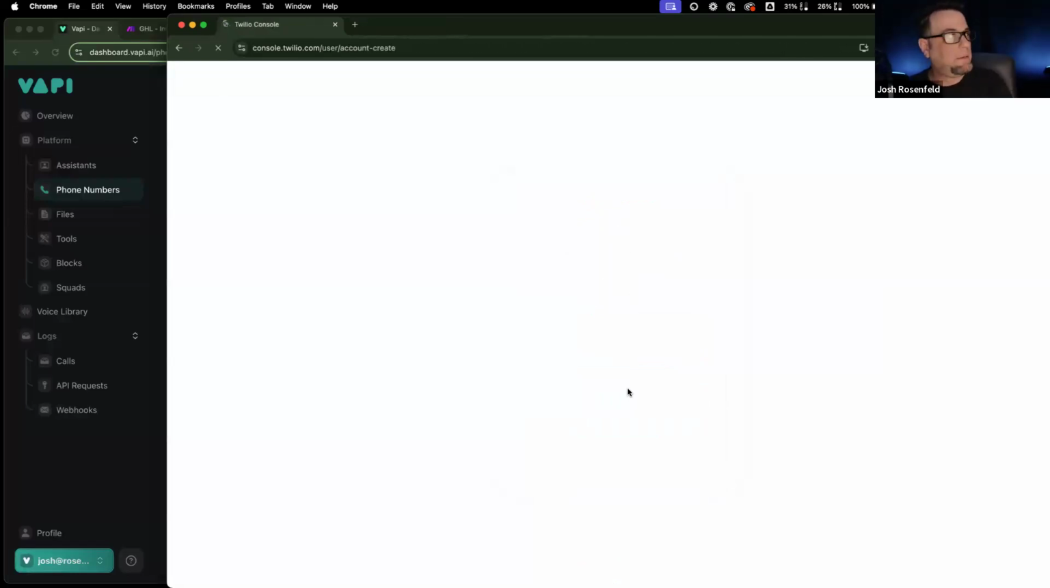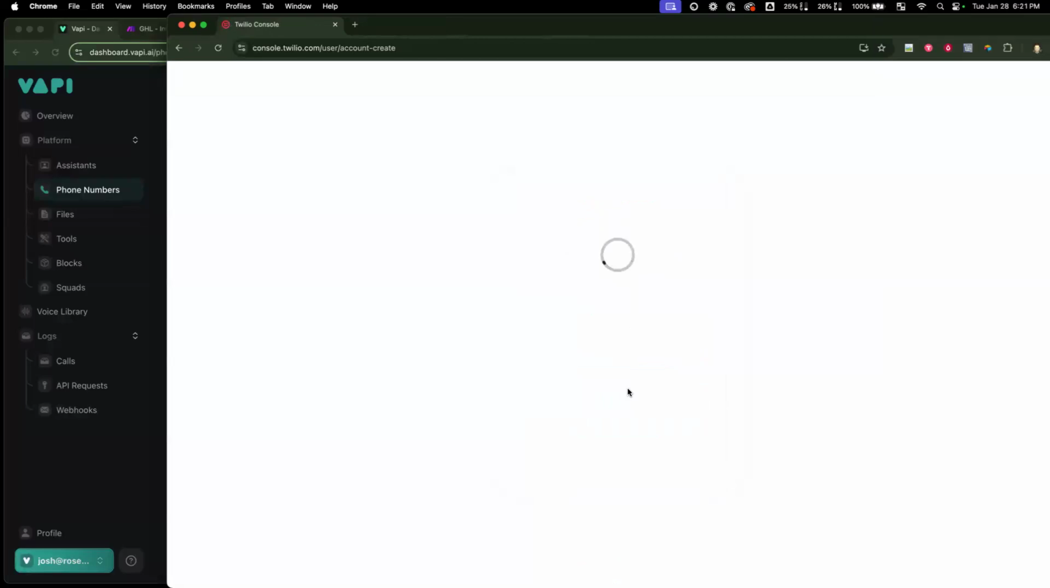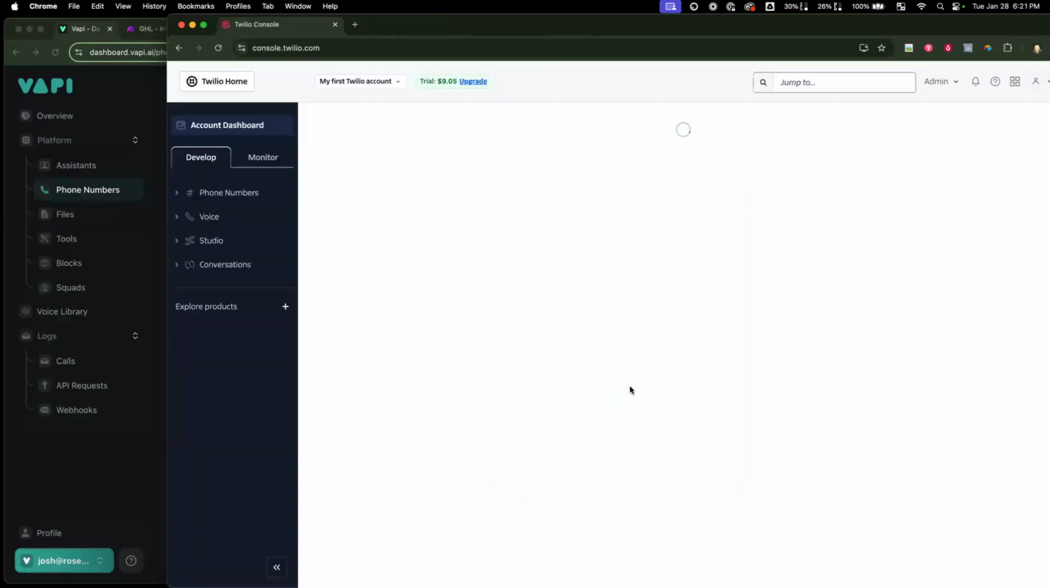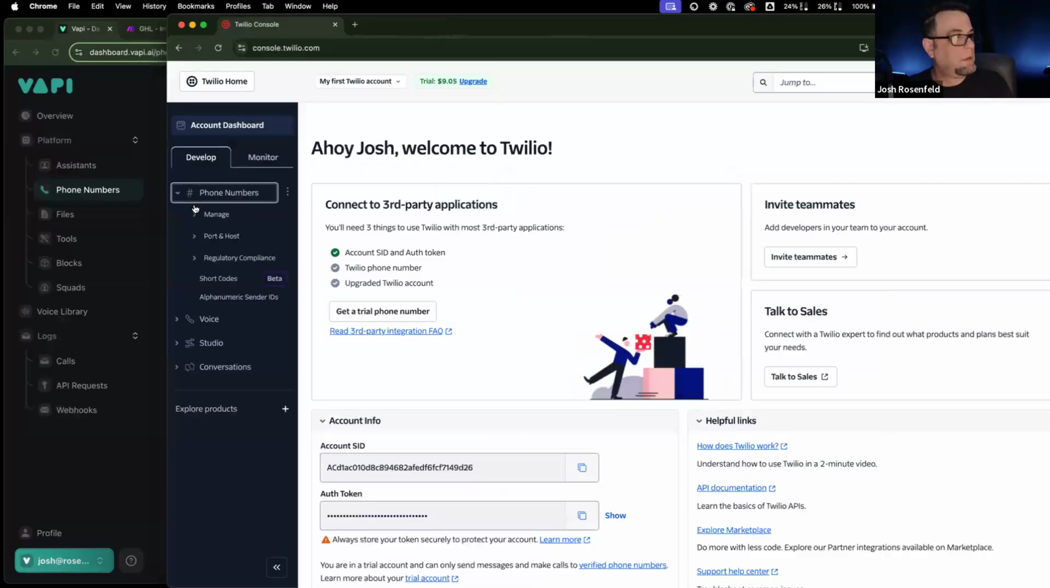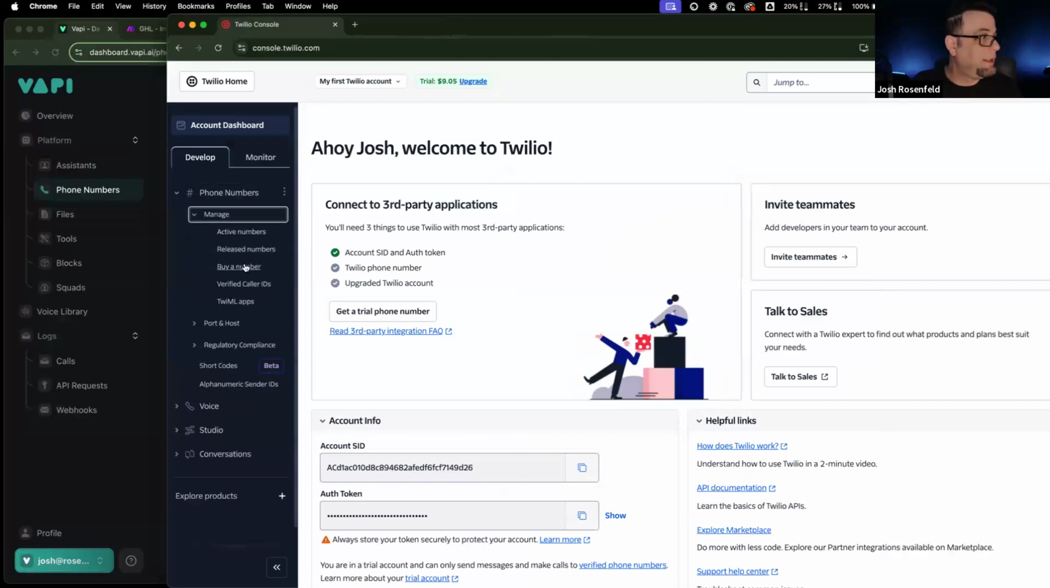This is a multi-billion dollar company. The best part, I don't know whether you know, in Twilio, you don't need A2P for calling. You just need A2P for SMS. Yep. So all you got to do, I'm going to go to phone numbers, manage, buy a number.